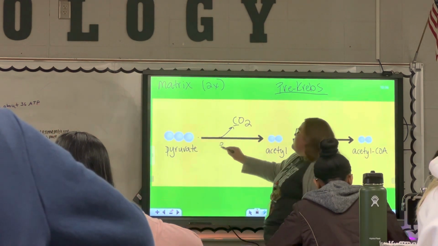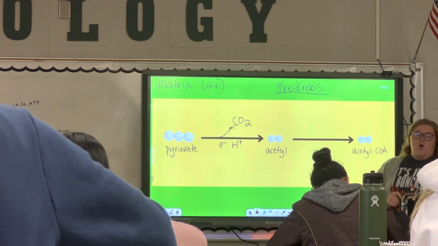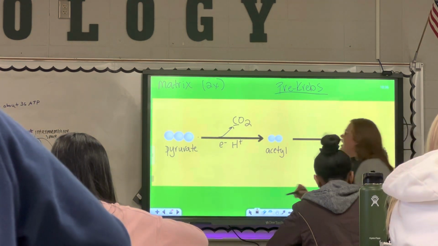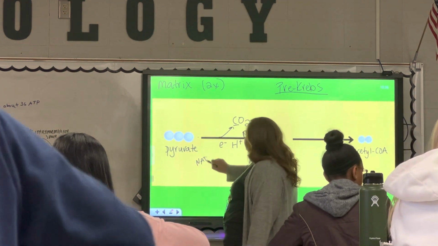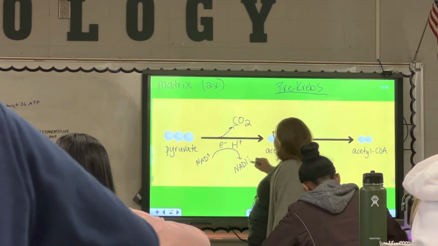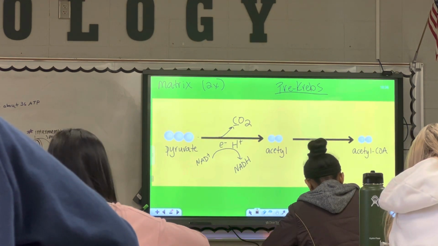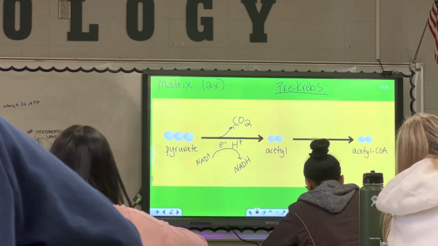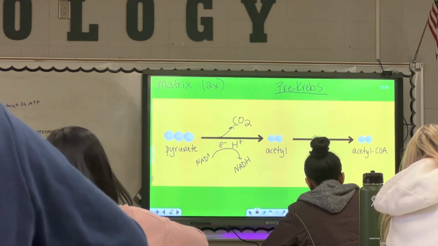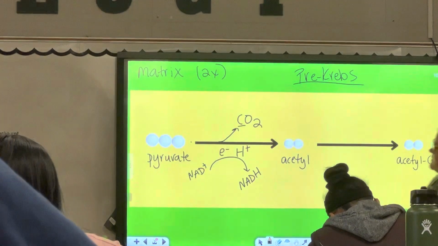We're also gonna lose high energy electrons and hydrogen ions. What picks up high energy electrons? NAD plus. So NAD plus is gonna come in, pick those things up, and we're gonna make NADH. Only one. So we've lost 1 CO2 and we've produced 1 NADH so far. Where's that NADH going to go? ETC.